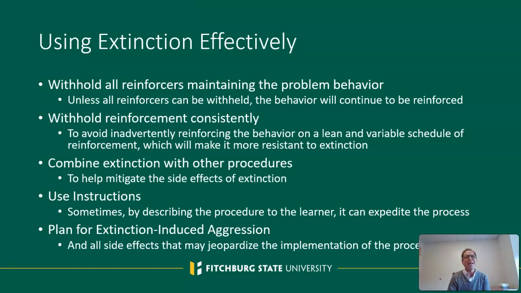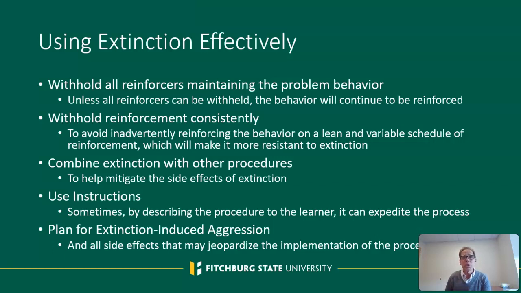We want to combine extinction with other procedures to help mitigate the side effects of extinction. So again, we have the possibility of an extinction burst, of a shift in topography, an increase in magnitude, all of these potentially really problematic things. But if we combine extinction with other procedures, like let's say teaching a replacement behavior that we then reinforce, that makes reinforcement still readily available and may reduce some of those side effects of extinction.